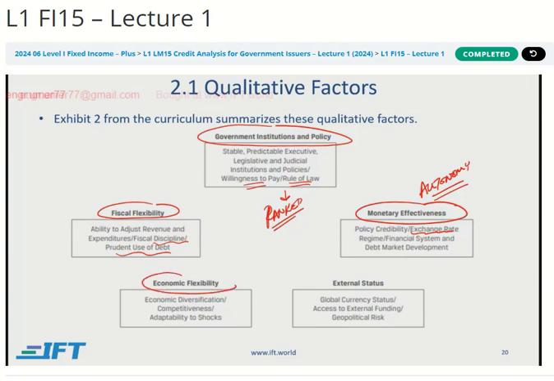Then, of course, how good is their economy? Is it diverse or not? Which, of course, reduces their exposure to any kind of concentrated risk, and then increases their adaptability to shocks. And finally, of course, external status. If they have a global currency status, that's very nice, right? Do they have access to external funding like the IMF, ADB, which is your Asian Development Bank, and so on, right? And what's going on in terms of their geopolitical scenario.